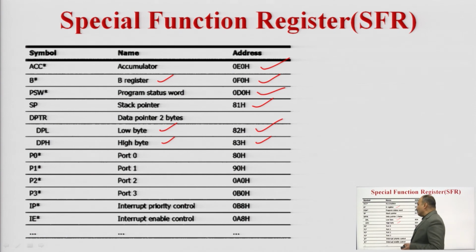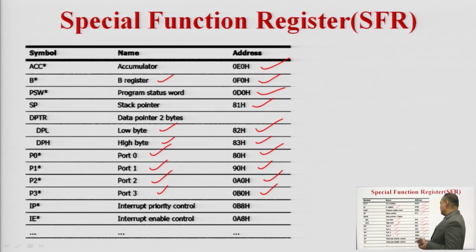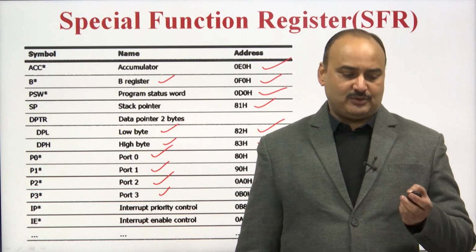Then we have 4 ports, that is port P0, port P1, port P2 and port P3, and the corresponding address of port P0 is 80H, port 1 will have the address 90H, port 2 will have the address 0A0H, port 3 will have the address 0B0H. This is the address of the ports P0, P1, P2 and P3 of the microcontroller. Next we have the interrupt priority control register having the address 0B8H and the interrupt enable control register, that is 0A8H. So, these are the special function registers of 8051 microcontroller and their addresses.